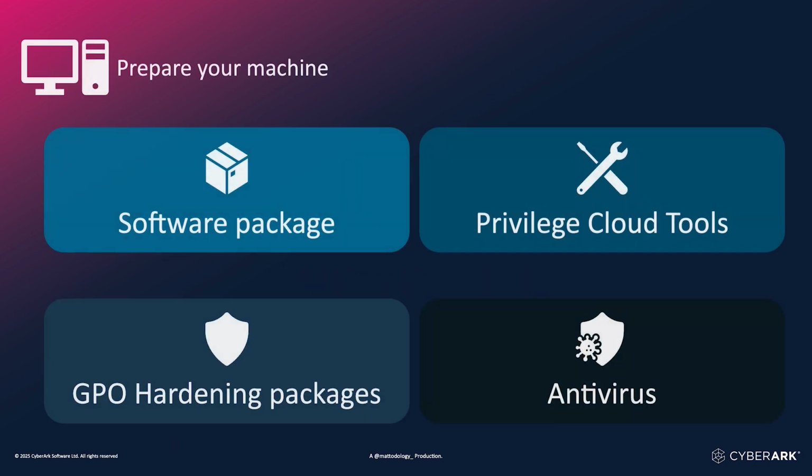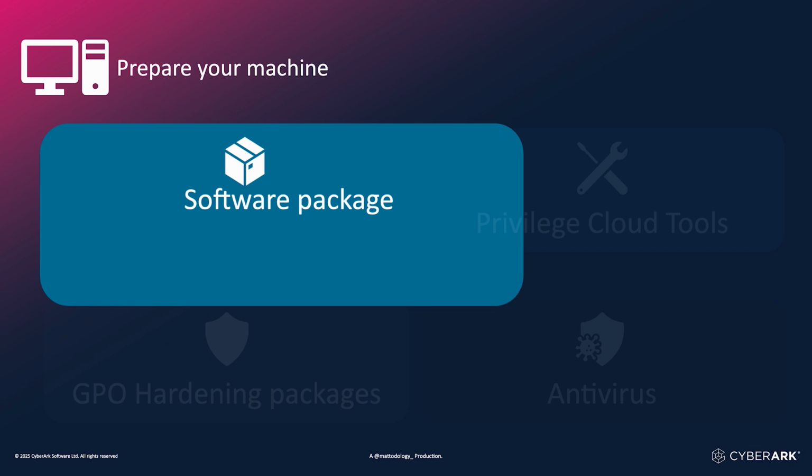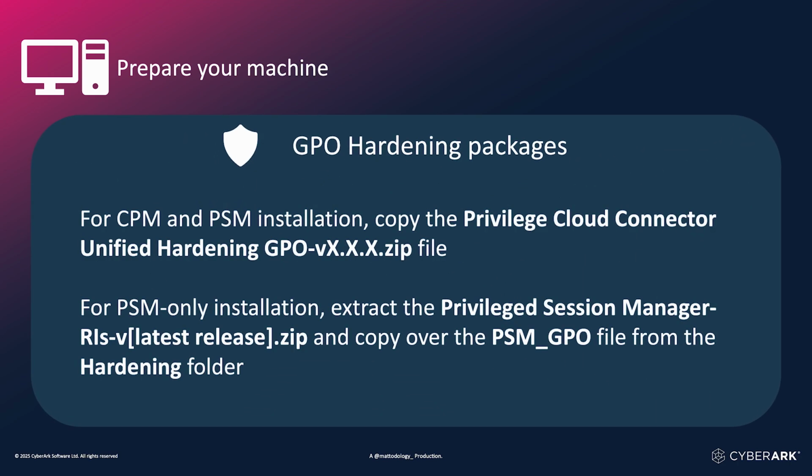Next, prepare the machine for deployment. Download the latest Privilege Cloud version software package from the CyberArk Marketplace. By default, Secure Tunnel Client and relevant Group Policy Objects, or GPOs, are selected. If you're deploying PSM for SSH component, be sure to download the PSM for SSH component file relevant to your platform. Depending on your configuration, extract and copy the correct GPO package.